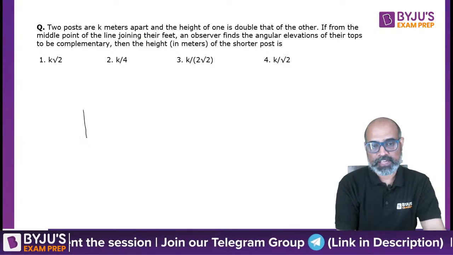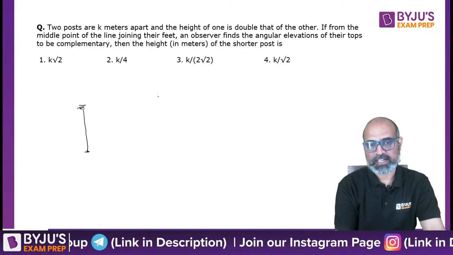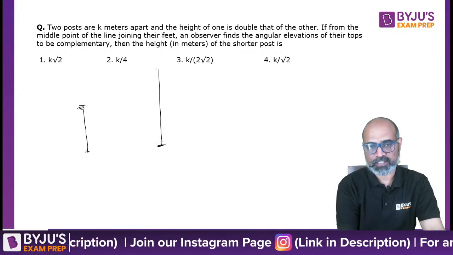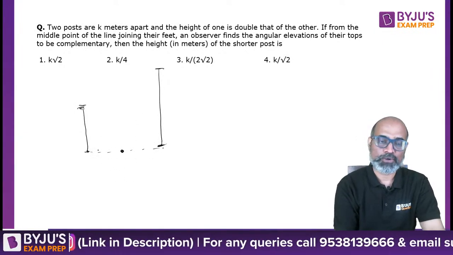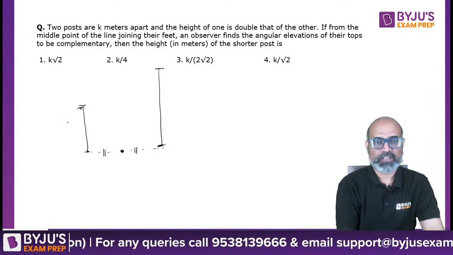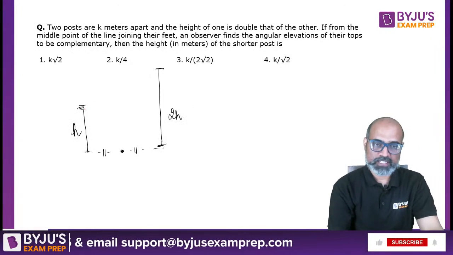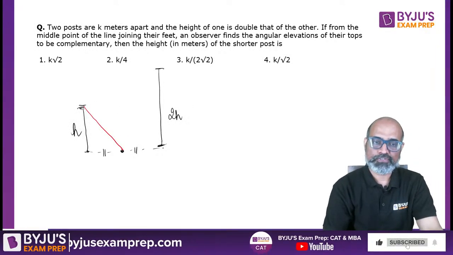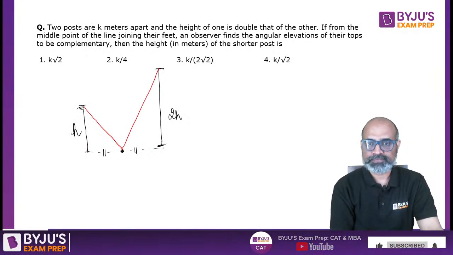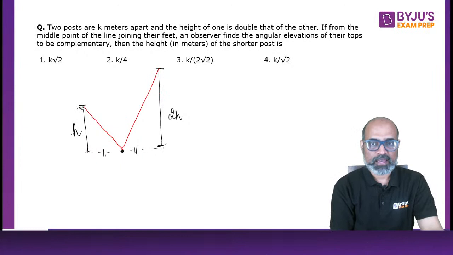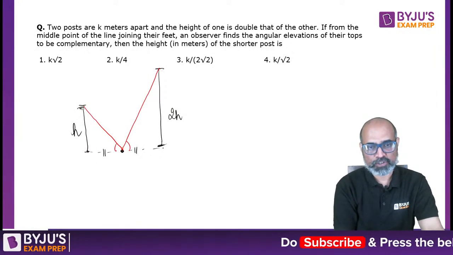So we have one post of a certain height and then we have another post of a certain height. And then we will join their feet. We are going to get the midpoint. So this is the midpoint. So height is h and this is 2h. Now the question is given that if the angle of elevations. So of course this is going to be more, right? And this is going to be less.